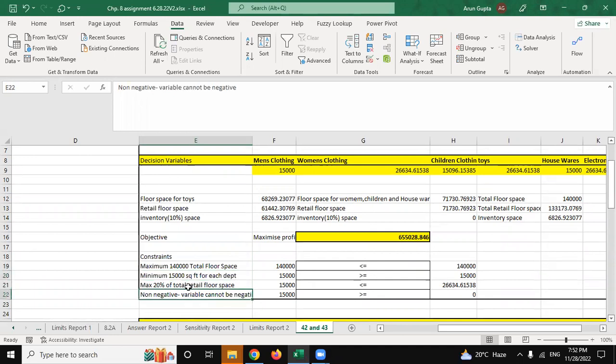Then the maximum 20% of this one, and these ones are our criteria-based variables. So the objective that we derived is 655,028.846, the maximized profit, or the objective we can say.